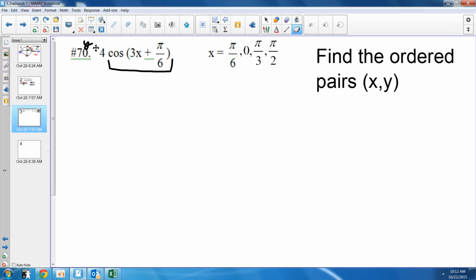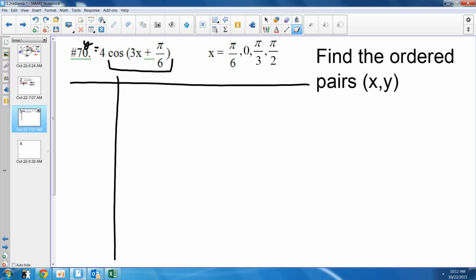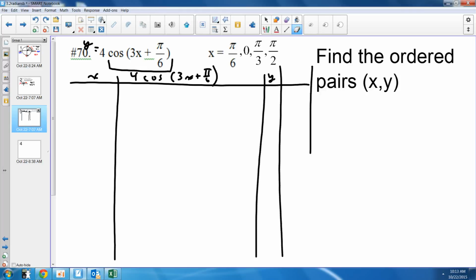And so what I want to do is stay nice and organized in a problem like this, or else you're going to have a ton of work all over the place. So what I want to do is form a nice big table. And I'm going to show that I have my x, and I'm going to have some work, which is going to be my 4 cosine of 3x plus pi over 6. And then I'm going to get my y, and then I'm going to have an ordered pair x, y.